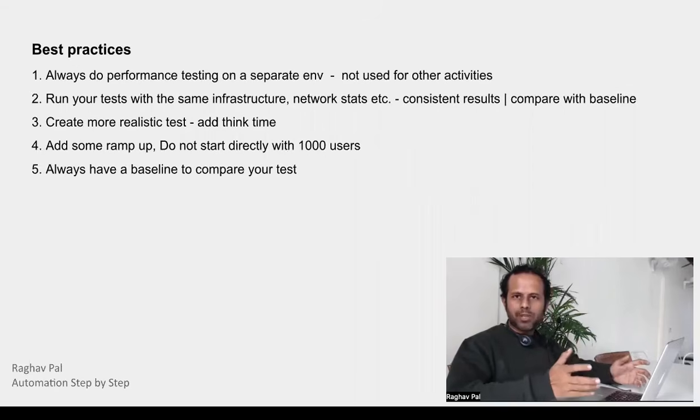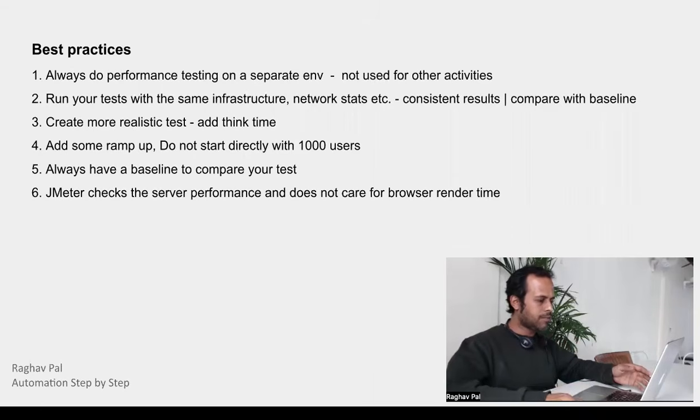Always have a baseline to compare your test. We already discussed what a baseline is. So always have a baseline so that you know whether this performance is better or worse than the earlier baseline. Also, as we have discussed, JMeter checks the server performance, and if you have any client like a browser, it will not consider the browser render time or any metrics of the client. So make sure that you have this in mind when you see your performance.